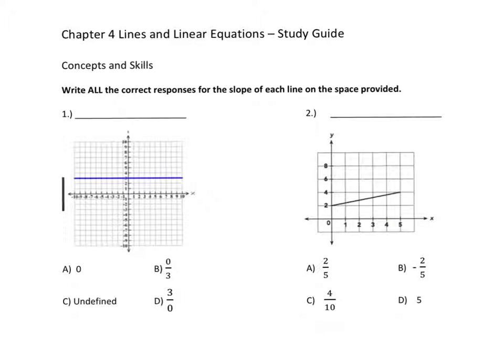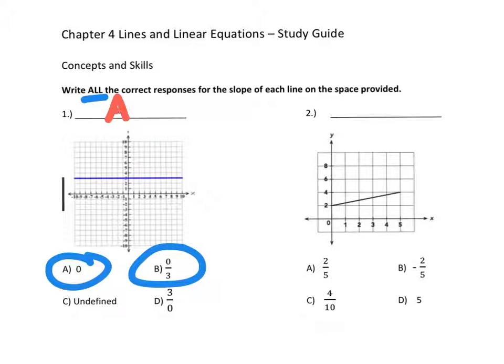When I look at number 1, I see a horizontal line. That indicates a 0 slope. But it does say select all the correct responses. So are any of these other answers equivalent to 0? I'm looking at B, because it rises 0, but it could run 3 units. So number 1 is A and B. 0 divided by 3 is also 0.